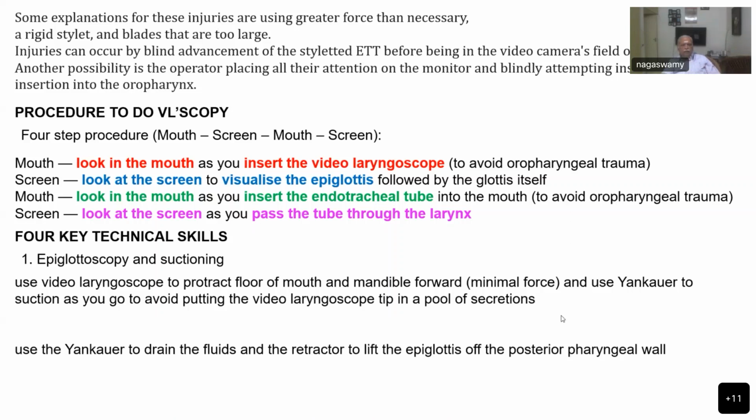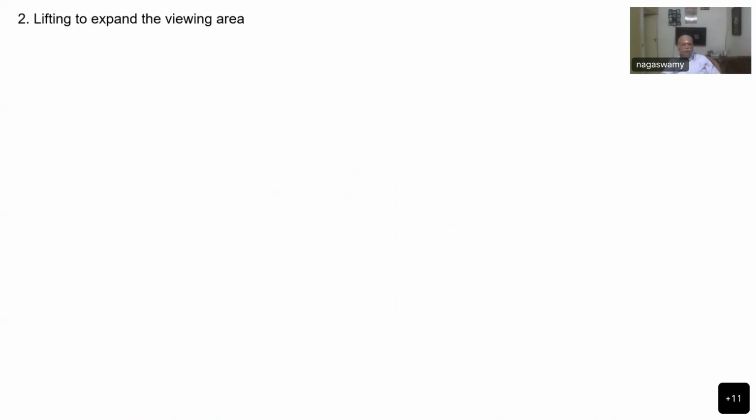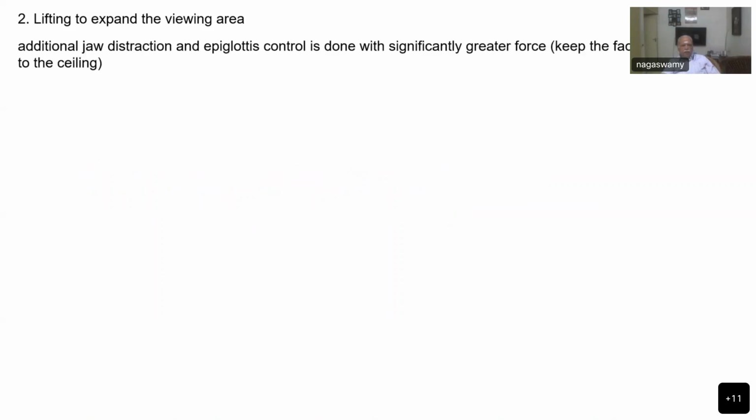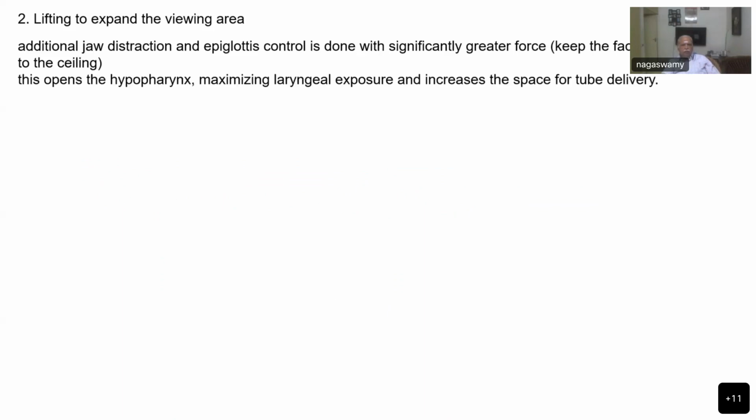technique. The second step is lifting and expanding the view. So additional jaw distraction, that is, you have to pull the mandible forward and epiglottis in a controlled fashion with significant force so that you can open the hypopharynx and maximize the laryngeal exposure, which increases the space for tube delivery. The third step is tilting the optics towards the endotracheal tube.